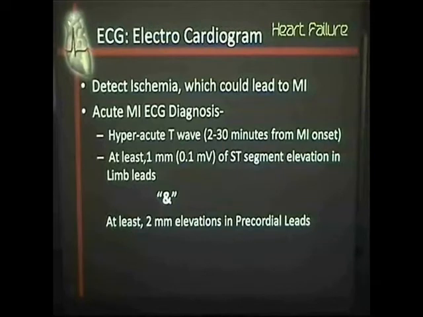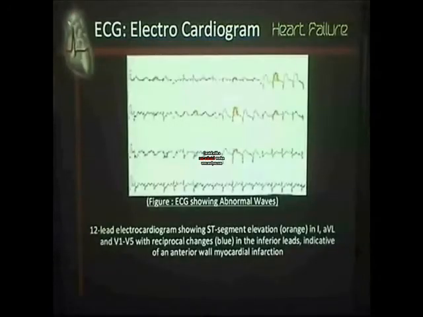Now let's see ECG. If your ECG shows hyperacute T wave and ST segment elevation, it shows that MI has occurred. Now let's see the picture of ECG. Okay, here you can see ST segment elevation, and the blue color here is the ST segment inversion. You can see the inversion in the precordial leads.